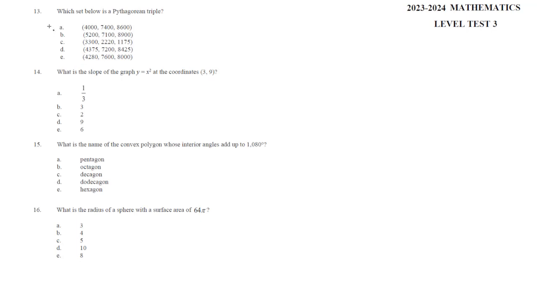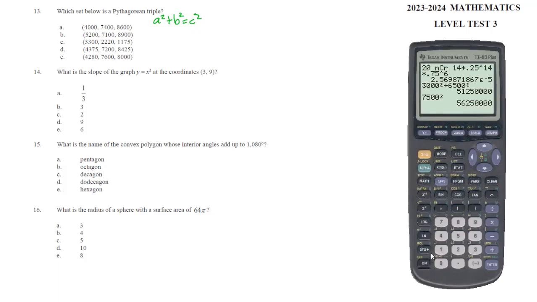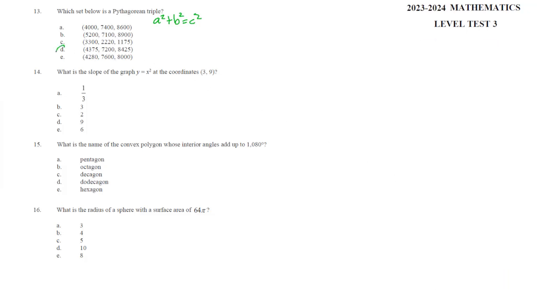Here we are with number 13. Which set below is a Pythagorean triple? Again, we're looking at a squared plus b squared equals c squared. And right here, just guess and check. If you plug it into a calculator, on your guessing and checking, you will get that 4375 squared plus 7200 squared is indeed equal, and then you double check that with 8425 squared, and voila, same thing, answer's D.